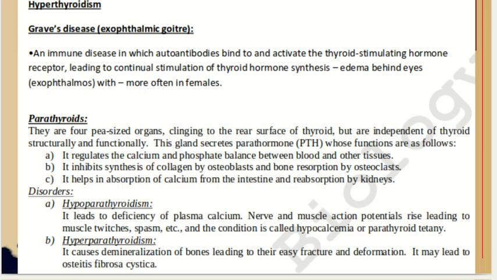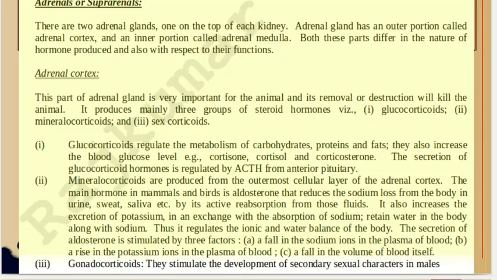Hyperparathyroidism causes demineralization of bones, leading to their easy fracture and deformation. It may lead to osteitis fibrosa cystica. That is the hyperparathyroidism that you have to remember about.